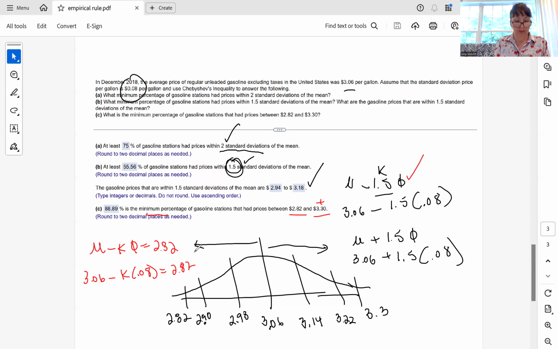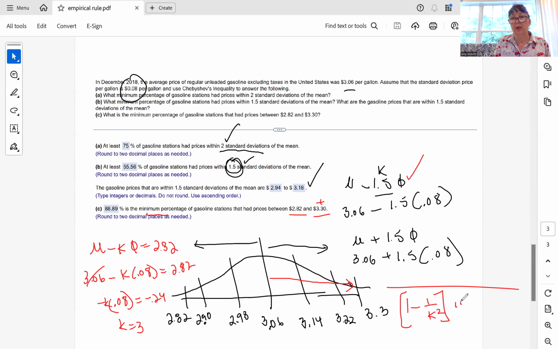So 2.82 minus 3.06, because you want to move that to the other side. And you get negative 0.24, and divide that then by the 0.08, and you get 3. So 3 out. And it's not the empirical rule, it's the Russian mathematician's rule. So we're going to have to do that formula again: 1 minus 1 over K squared times 100.